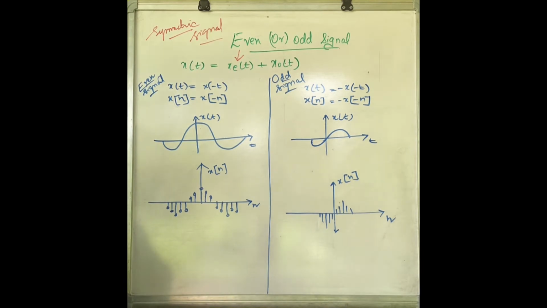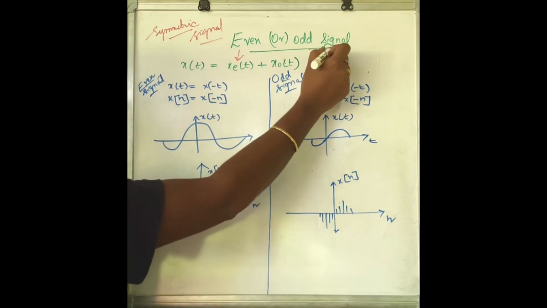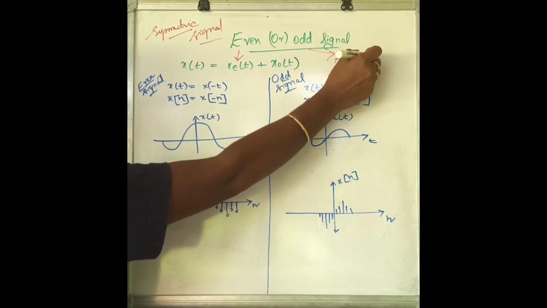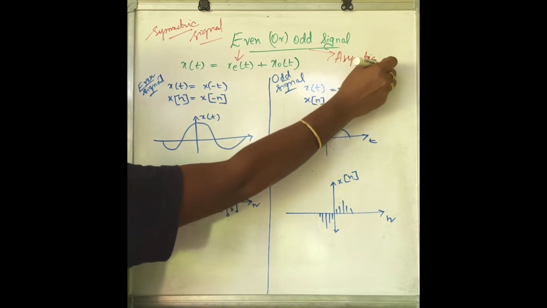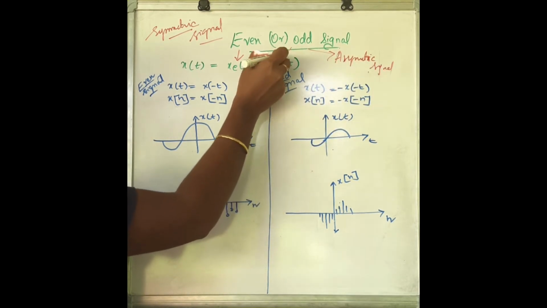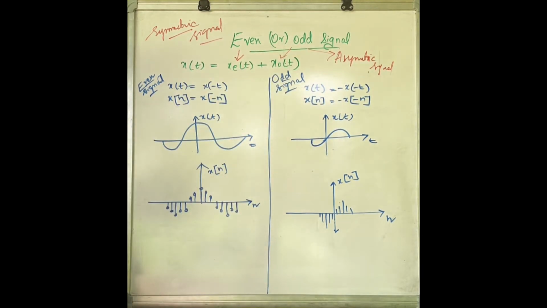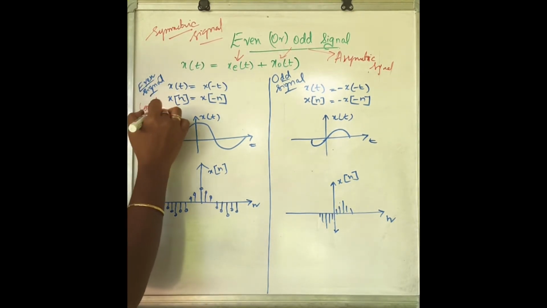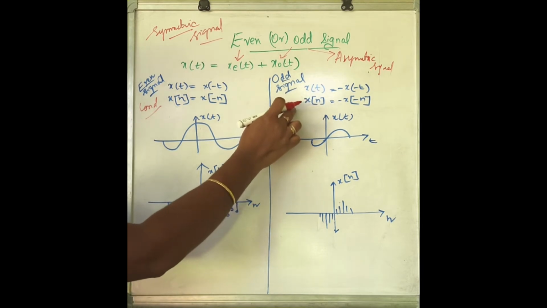Whereas an odd signal is said to be odd if inversion of the time axis also inverts the amplitude of the signal. It's also called an asymmetric signal, and the representation is x_o(t). So these two are the conditions of an even signal, and these two are the conditions of an odd signal.